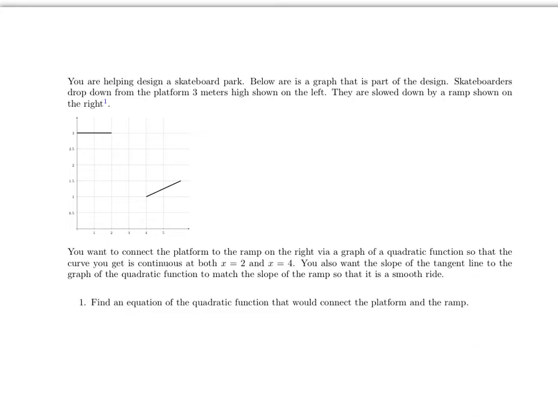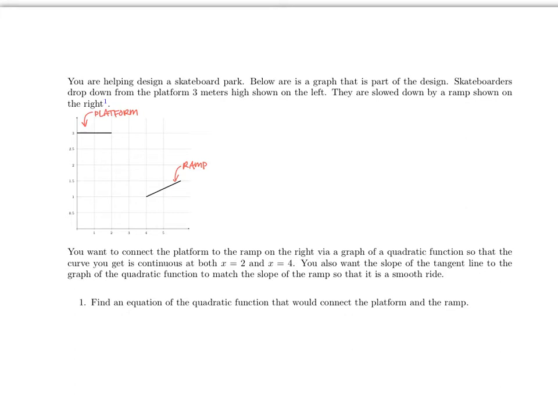It says you're helping to design a skateboard park, and below is a graph that is part of the design. Skateboarders drop down from the platform 3 meters high that's shown on the left. So this piece right here, that's the platform. And it says they are slowed down by a ramp shown on the right. Okay, so far so good. Even as a reader for the first time for this question, I'm still a little bit confused why there's this huge empty space in here.